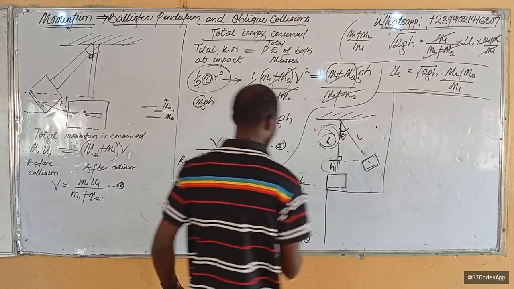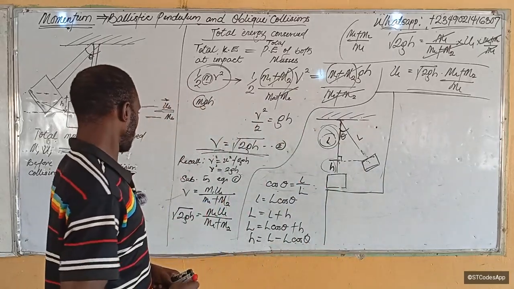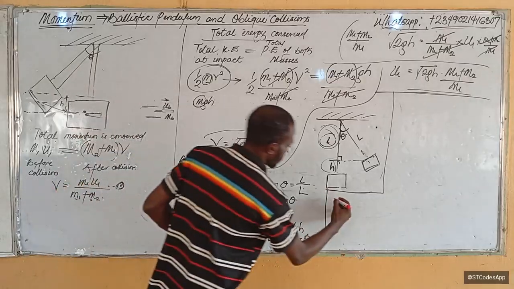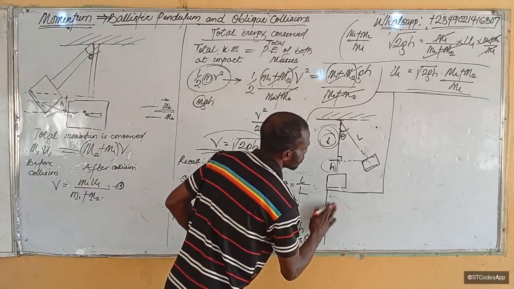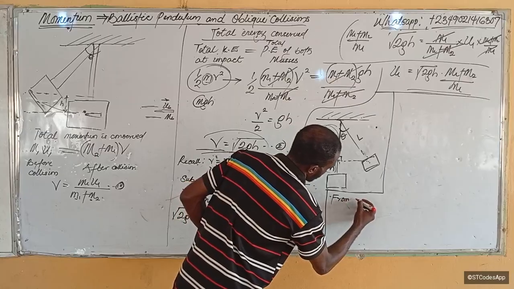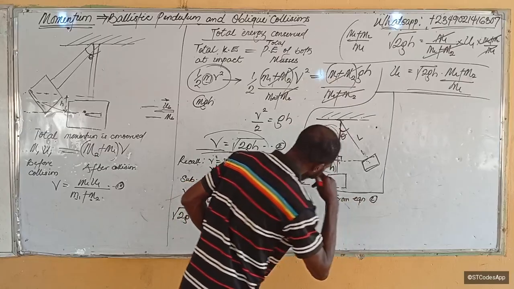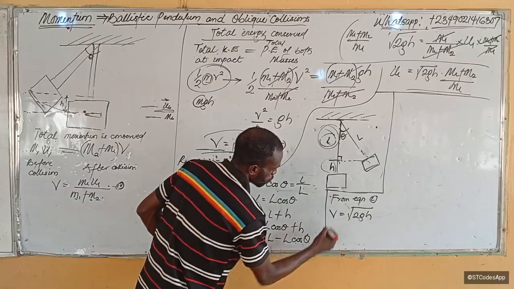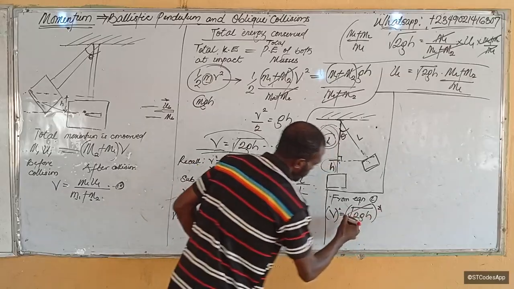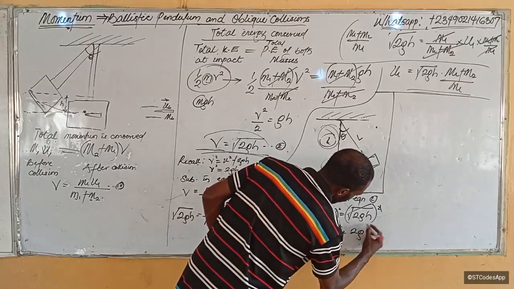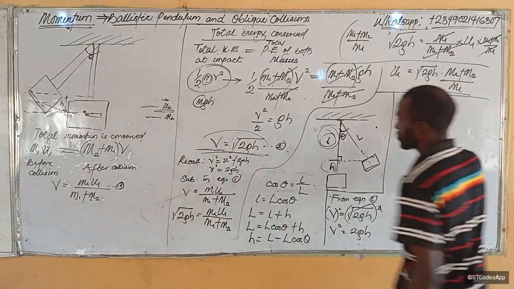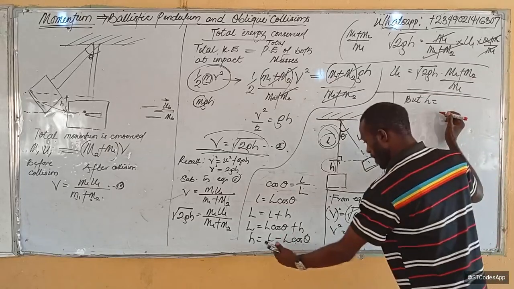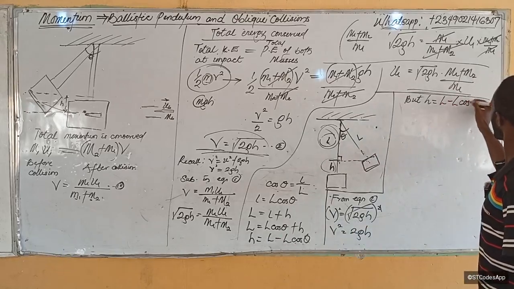Which equation should we use first? Let's use this equation. From equation 2, we know that V equals the square root of 2gh. By the time you square both sides, the square cancels the square root and V squared will be equal to 2gh. But we just got that h is L minus L cos theta.